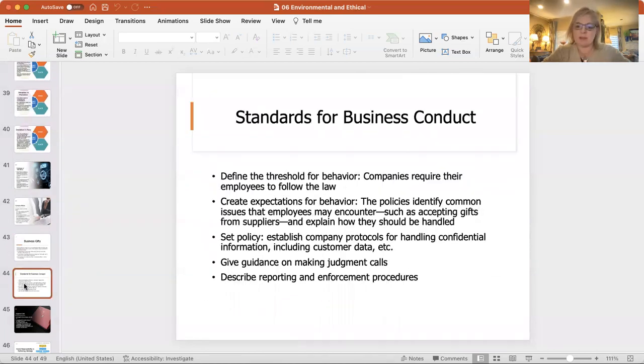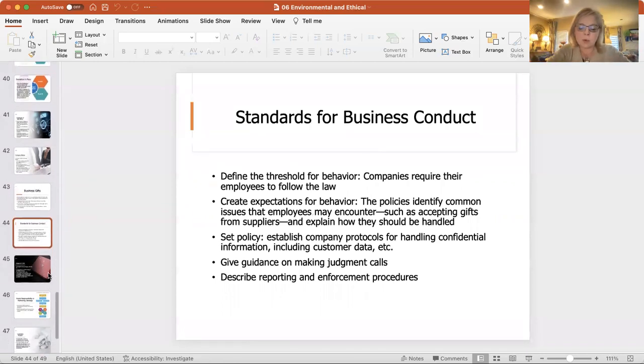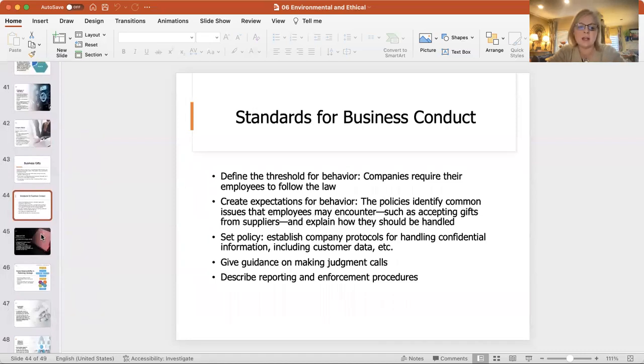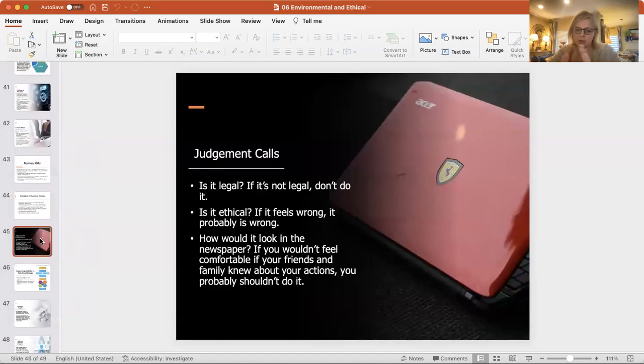All right, standards for business conduct. Companies absolutely require their employees to follow the law, but they create other additional layers of expectations for behaviors. We talked about accepting gifts. We talked about travel, all of these sorts of things: how they're going to handle customer data, how they're going to make judgment calls, what the hierarchy levels are, reporting and enforcement. These are standards of business conduct that a company will create in order to maintain a sense of ethics and be within legal lines as well.